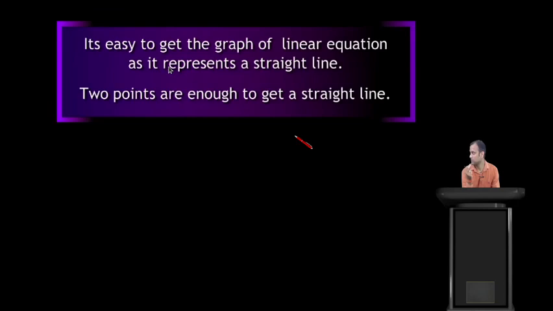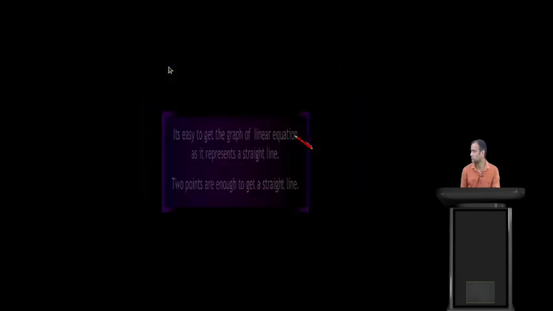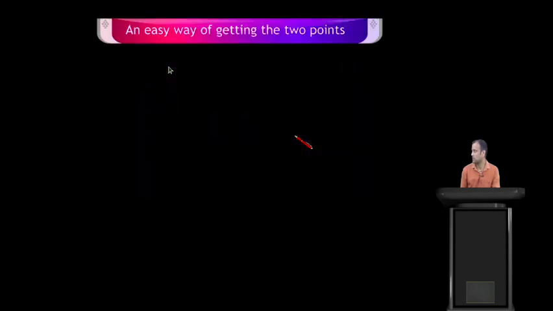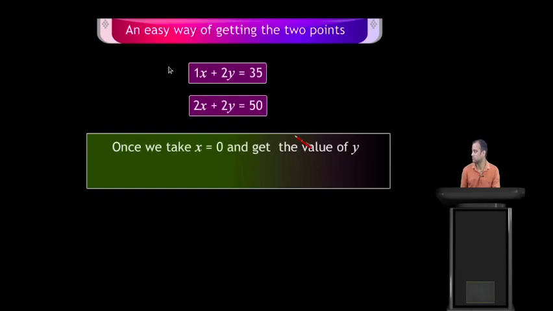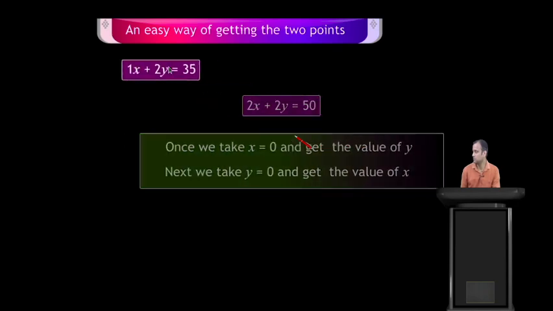It's easy to get the graph of linear equations as it represents a straight line. 2 points are enough to get a straight line. It's very easy to get the graph of linear equations. Now an easy way of getting 2 points: first we take x equals 0 and get the value of y, next we take y equals 0 and get the value of x.